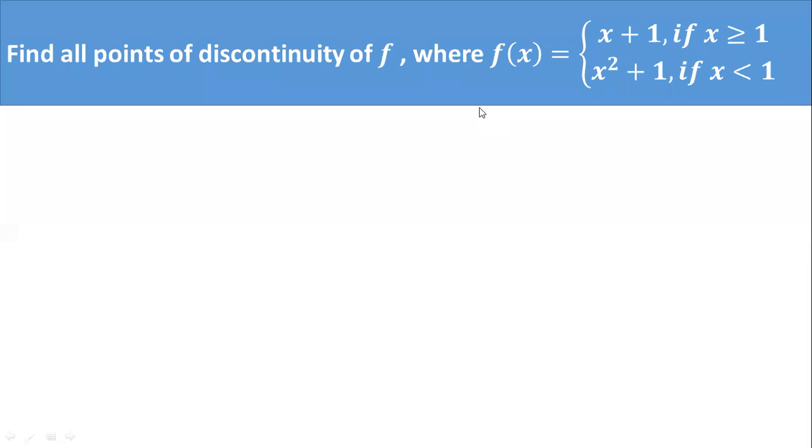Okay, to begin with, you have to check the discontinuity of this function where f of x is equal to x plus 1 if x is greater than or equal to 1, and x square plus 1 if x is less than 1. I want the answer for this question: whether it is continuous everywhere.